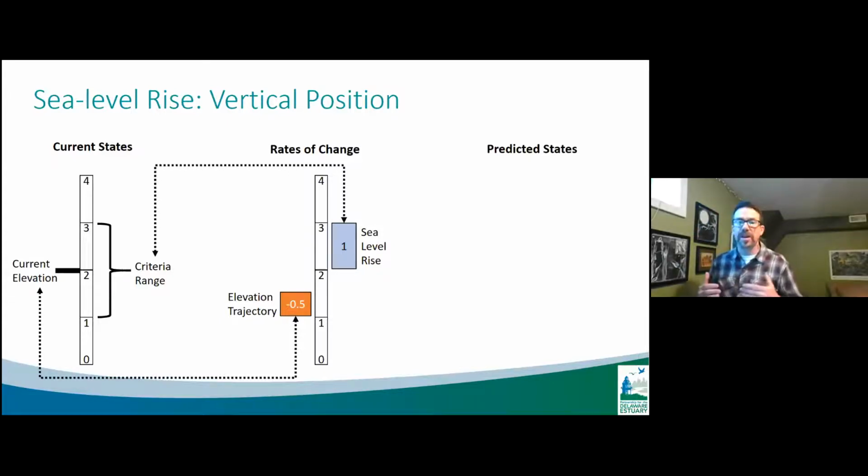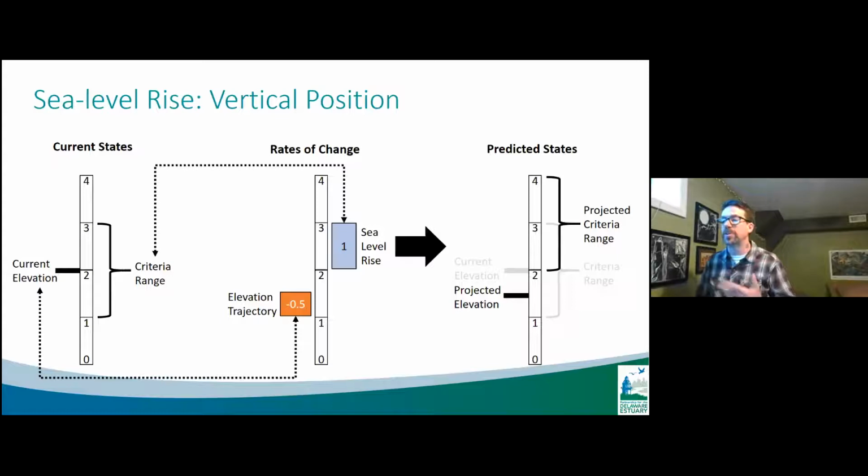So if we think about it in terms of rising waters, if we want to be at some position NAVD 88, because of tidal inundation, as sea level rises, the range that we want our metric to be within is going to change at the same rate. And so this is going to lead to our predicted state. Our projected elevation is going to decline by half a unit down to 1.5. And then our projected criteria range is going to move up 1 unit, from 1 to 3, now up to 2 to 4.